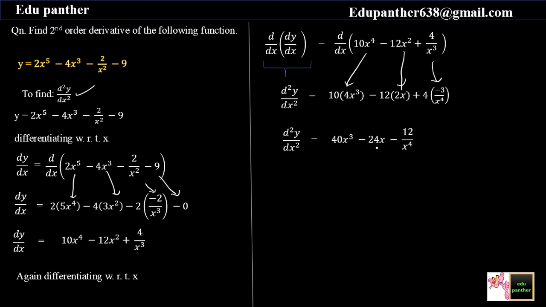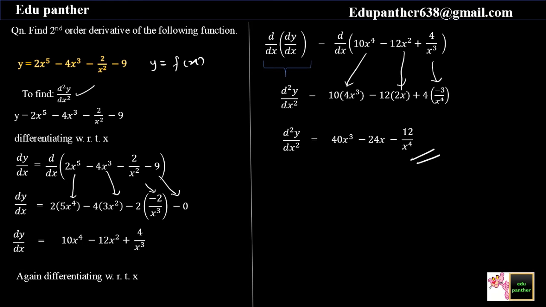So after simplification we'll get second derivative as 40x cube minus 24x minus 12 upon x raised to 4. So this is a second order derivative. So this was the normal question. Here function was given in the form y is equals to f of x. That means this is explicit type of function.